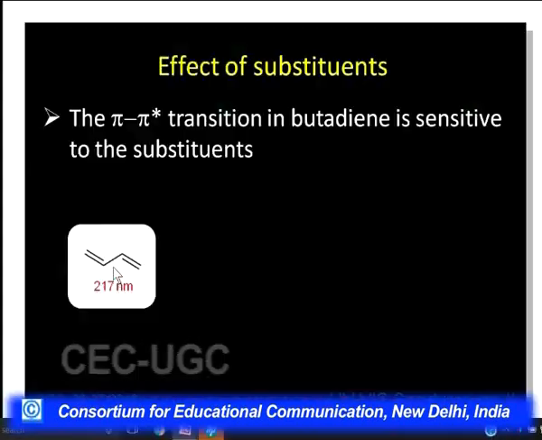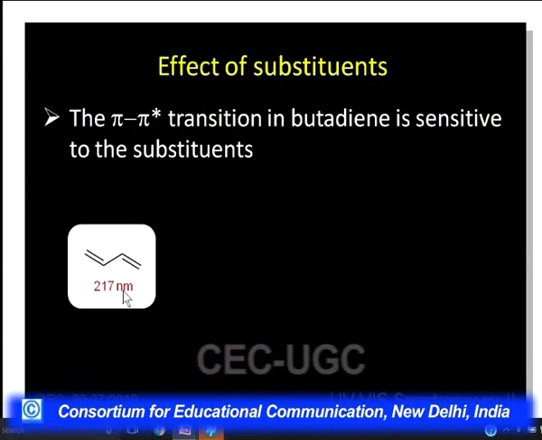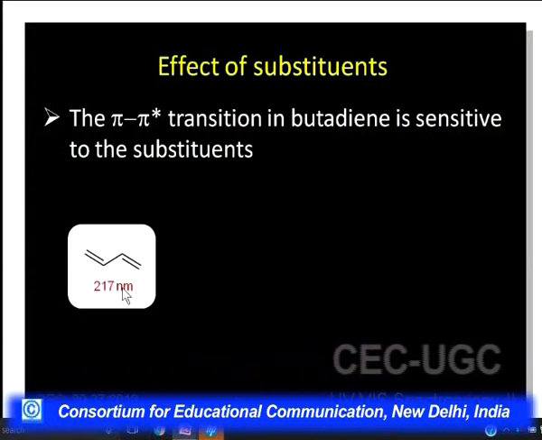Okay, before we wind up, let's quickly see one more thing, just to establish that the pi to pi star transition in butadiene is sensitive to the substituents. Let's take some examples. This is butadiene, and we know that for butadiene the lambda max happens to be 217 nanometers.